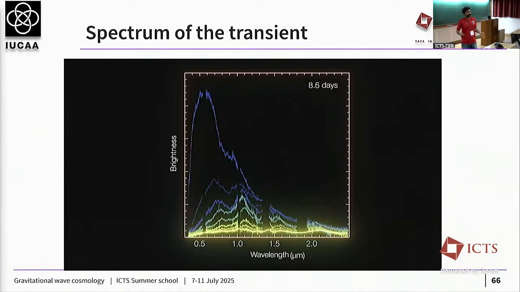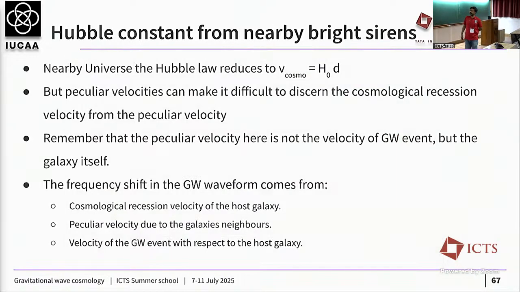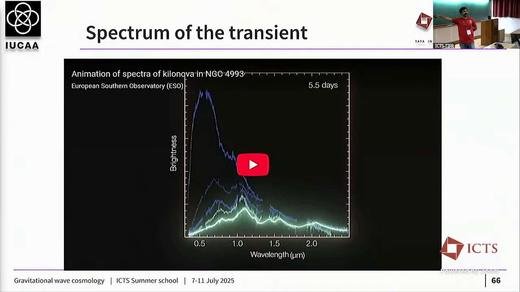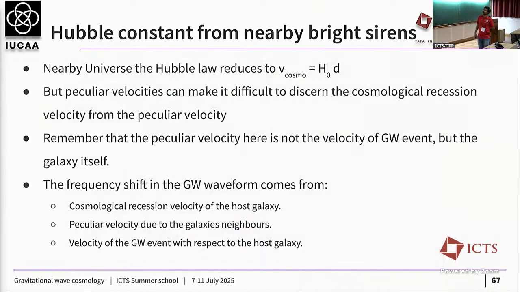So this is one of the other reasons why it built more and more confidence that indeed the electromagnetic counterpart that we have found is indeed the counterpart of the gravitational wave. There are many astrophysical papers also written about these spectra and what they tell us about generation of heavier elements than iron. You can take a look at that if you want. But what we are interested in is the Hubble constant.